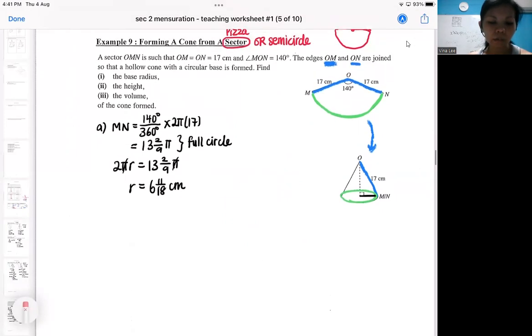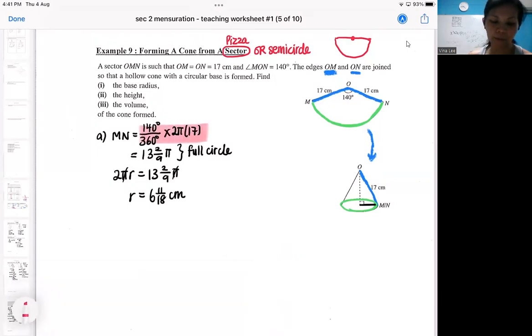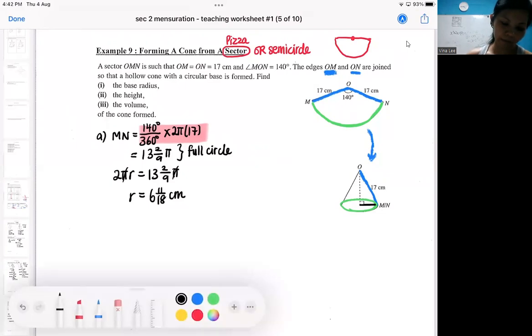Okay, so if you're not very used to this idea of a fraction of a circumference, not to worry. Sometimes it will give you a semicircle. A semicircle will be 180 over 360. That's why it's half of the circumference. Okay, so I find the base radius, then I can find the height.